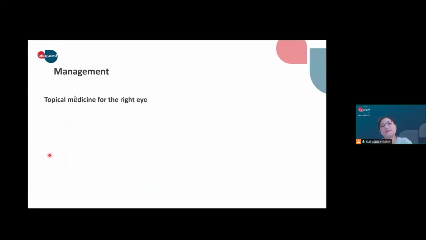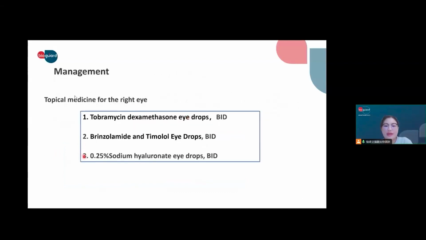But the owner just wants to maintain the status quo, so he keeps using the medicine as before. These 3 kinds of medicines, twice a day for the right eye. This is the outcome of the case.